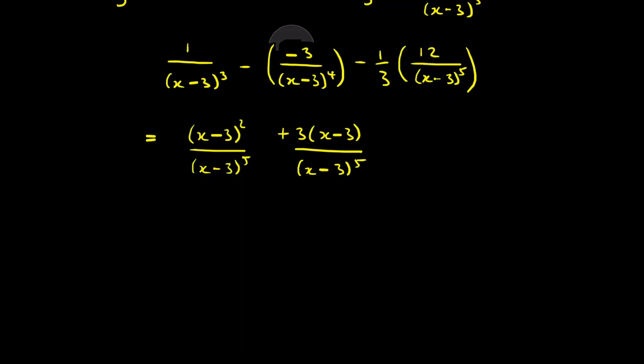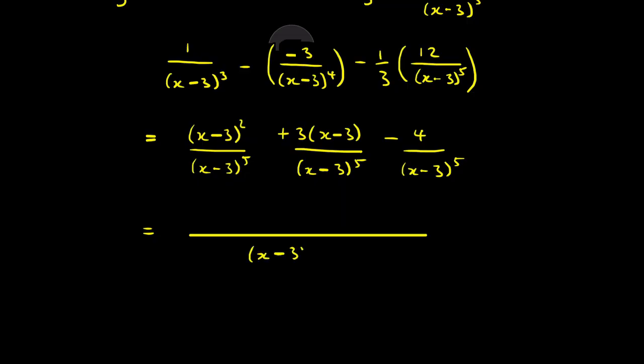And then lastly, with this expression, I don't need to do anything multiplying top and bottom, but I can multiply the minus a third with 12. Multiplying by a third with 12 is the same as dividing 12 by 3. So I'm going to get minus 4 over (x minus 3) to the power of 5. And so now I can rewrite this all on one denominator. The denominator I'm going to get here is (x minus 3) to the power of 5.